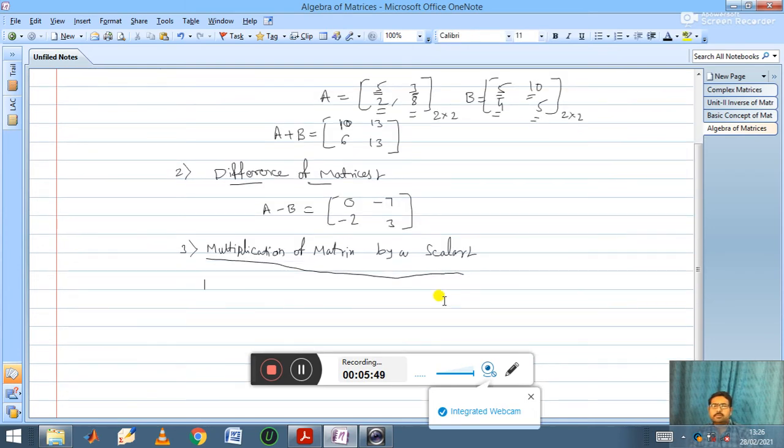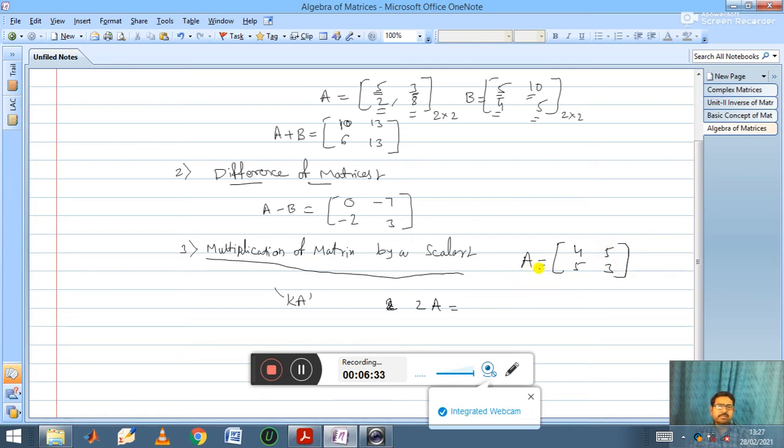Scalar multiplication is usually denoted by k into A, where k is a scalar and A is some matrix. We are multiplying the scalar k with the matrix A. So let us take a simple example. Let us assume the scalar value k is 2, so 2 into the matrix A. Let us assume the given matrix A is 4, 5, 5, 3.